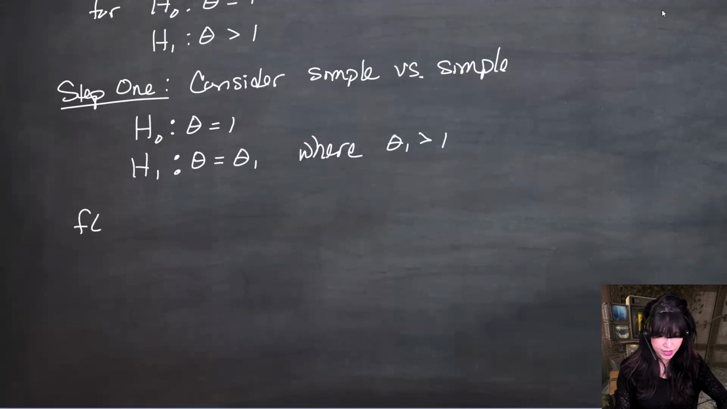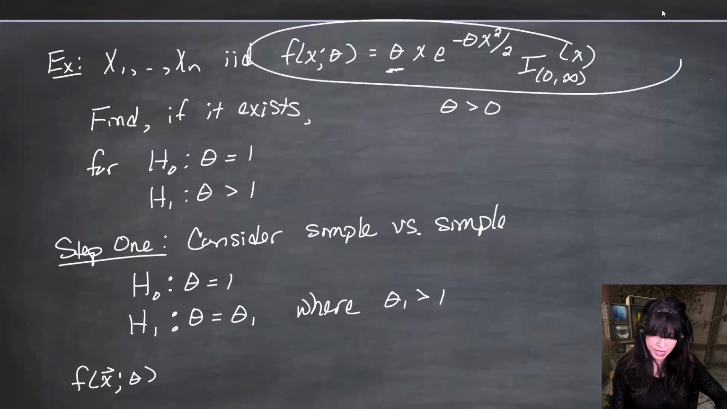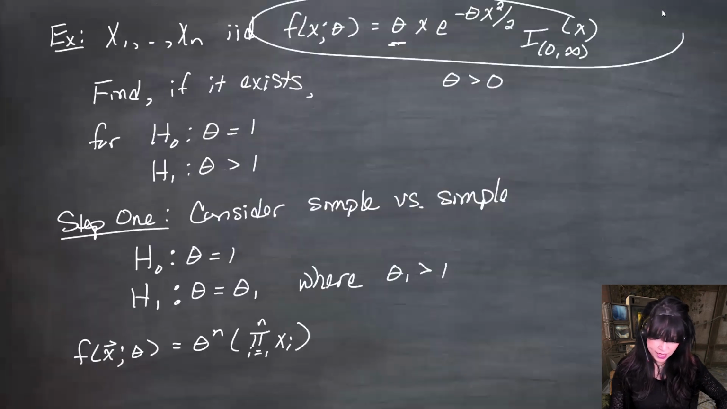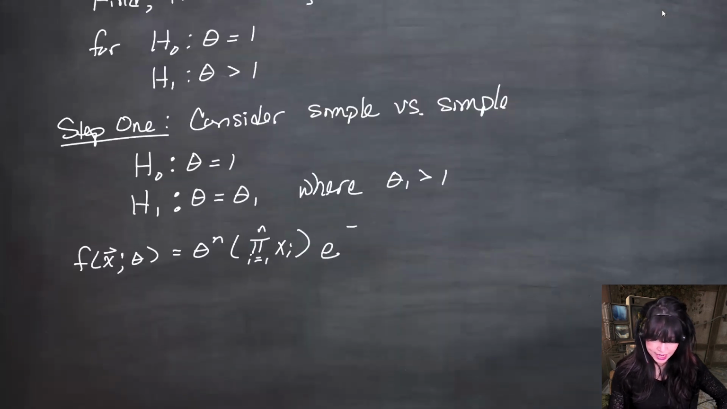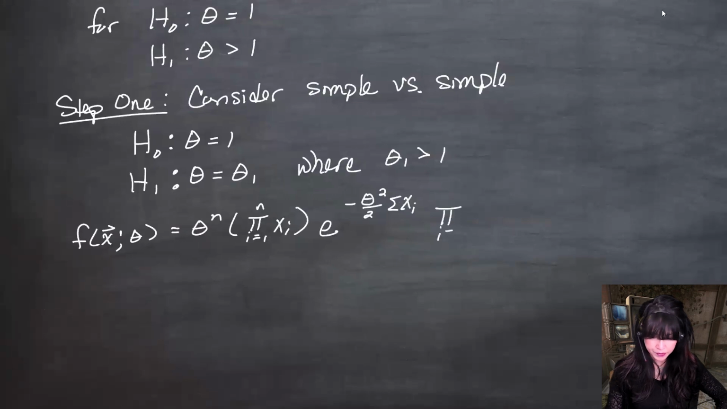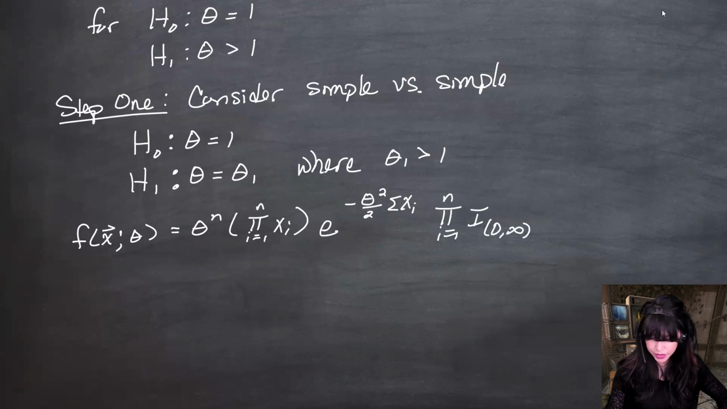The joint PDF, I am going to go ahead and write this out as if I had plugged in my xi and multiplied. I'm going to get theta to the n, a product as i goes from 1 to n of the xi, e to the negative theta squared over 2 sum of the xi squared, and a product of indicators. Since we've gotten into general hypothesis testing, I really haven't done anything, I think, with the parameter and the indicator. I will do some examples, if not today, on Wednesday.